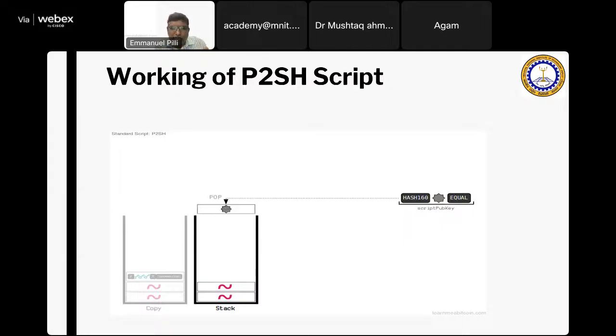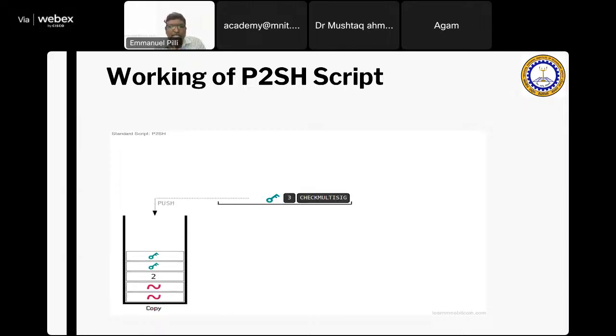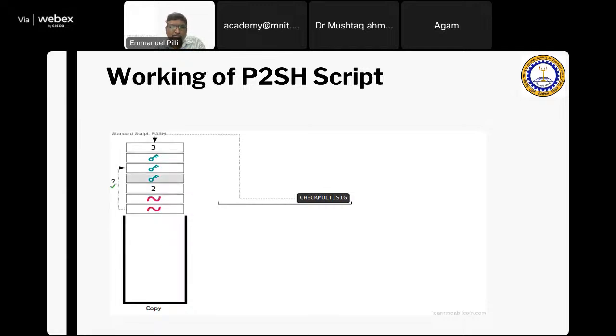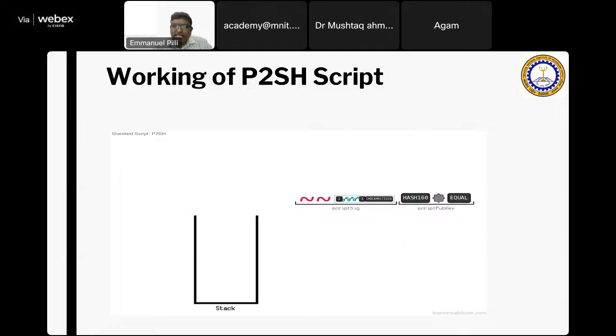Okay, and now a copy is maintained. So you pop it, and then you get the HASH160 of it. Then you check whether both of them are equal. If both of them are equal, you place 1 on top of it. And if on the top of the stack it is 1, you can do that, right? And now you can check the output is like this. So you check at every level, and then you get the value 1, right? This is how a P2SH script runs.